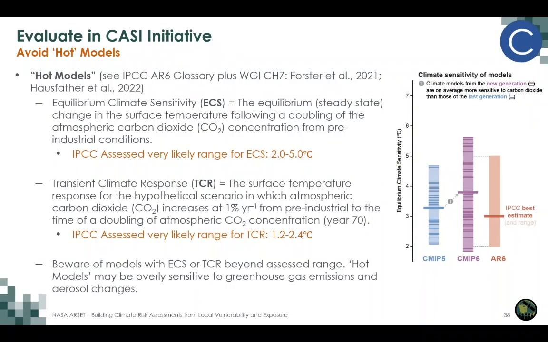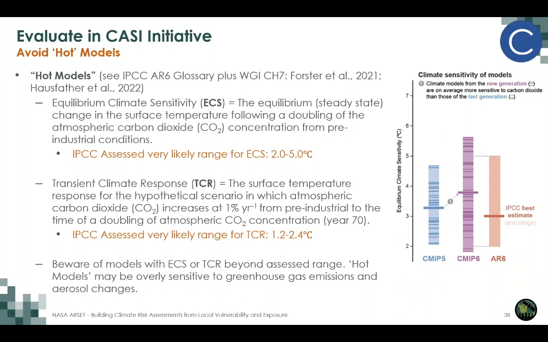Within the next ensemble of climate models, we selected a subset that was based on our physical understanding of the climate system's response to greenhouse gas forcing. A common metric for this is something called the equilibrium climate sensitivity, which is the steady state rise in surface temperature averaged across the whole globe following a doubling of the atmospheric carbon dioxide concentration from pre-industrial conditions.